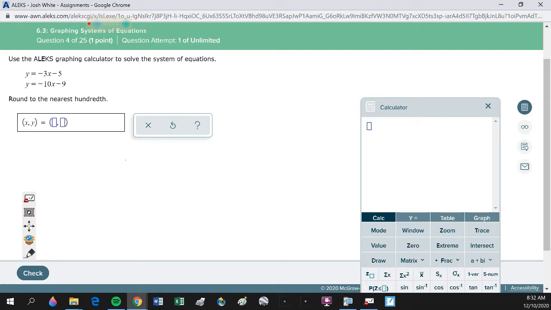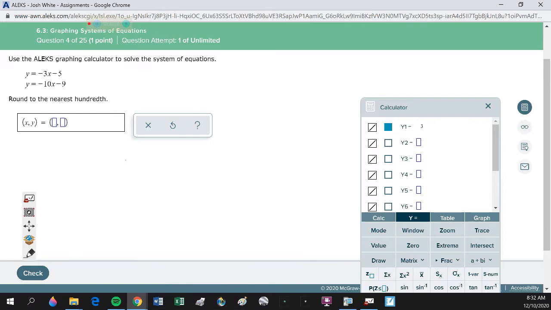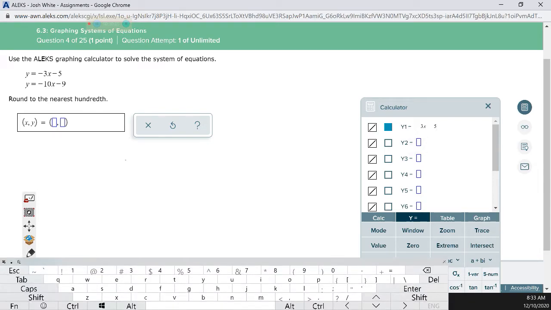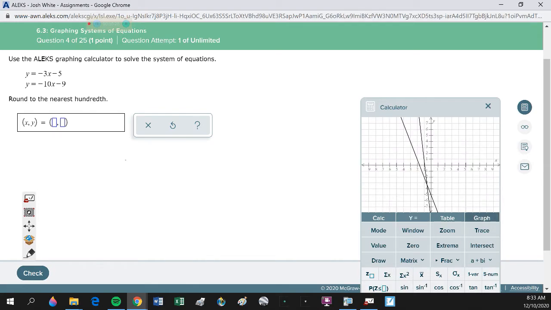So we click y equals, then we type in the equation. So negative 3x minus 5. And then in y2, negative 10x minus 9. And when I have those in, I push graph. And then I figure out where they intersect. I wish I could make this bigger. I don't know if you can see that, but those don't meet at a nice number.